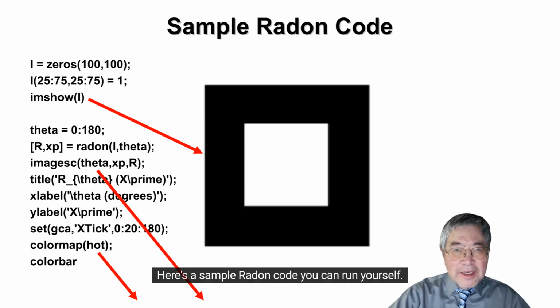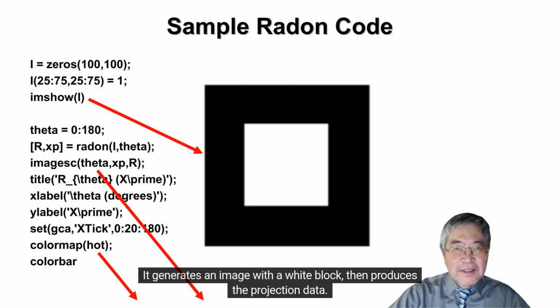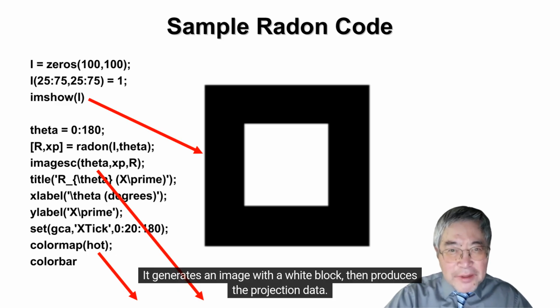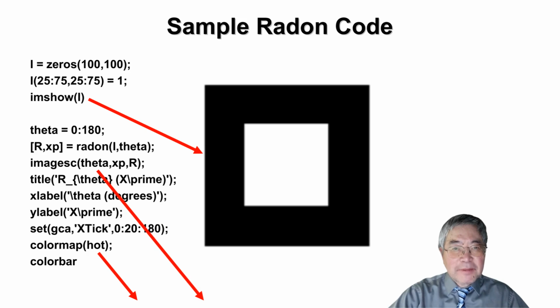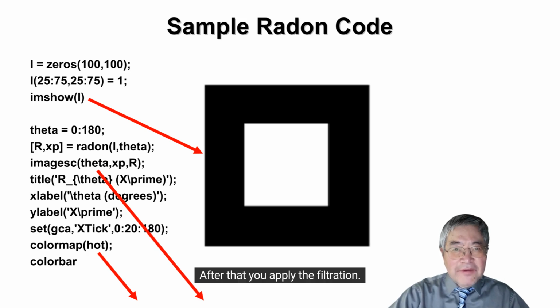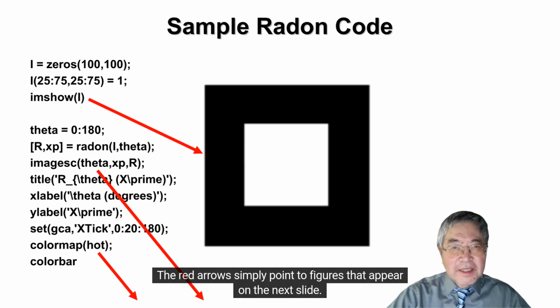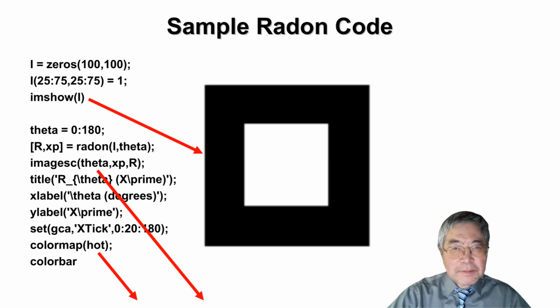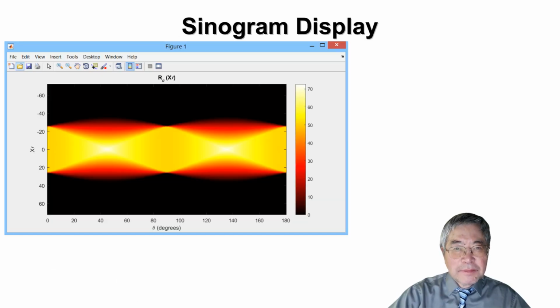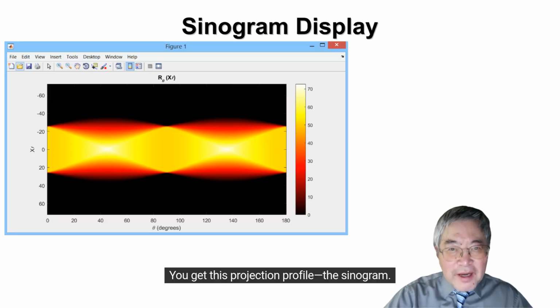Here's a sample radon code you can run yourself. It generates an image with a white block, then produces the projection data. After that, you apply the filtration. The red arrows simply point to figures that appear on the next slide. You get this projection profile, the sinogram.